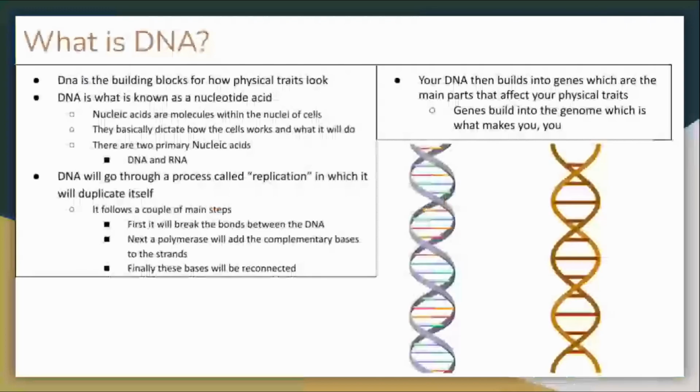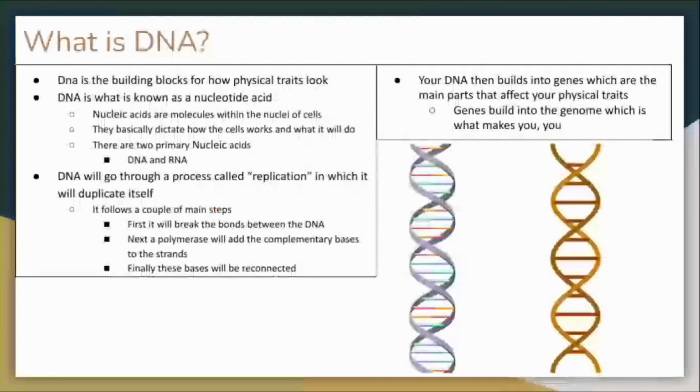DNA is what is known as a nucleic acid. These are molecules found within the nuclei of cells. These nucleic acids will dictate how the cell works and what they'll do. And there are two primary versions of them that you'll learn about through high school. You'll learn about DNA and RNA. Now, we'll be primarily focusing on DNA for this topic, but RNA is generally similar.